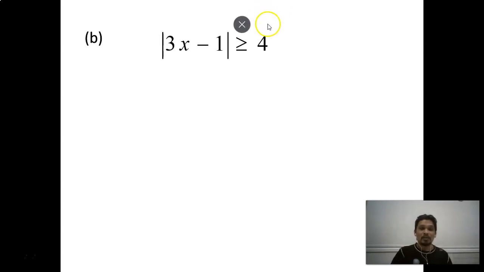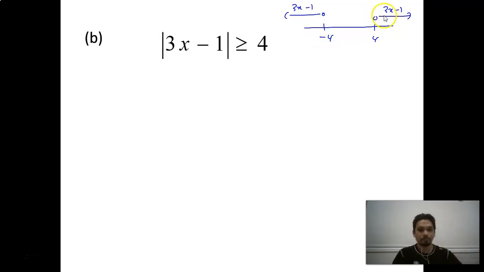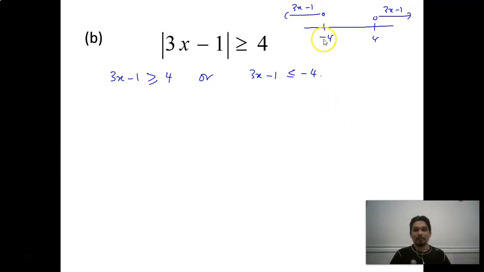Okay, now it is greater than or equal. So greater than or equal, we got negative 4 and 4. So then 3x minus 1 less than negative 4, and 3x minus 1 greater than 4. Okay, so then the first one here, 3x minus 1 greater than or equal to 4, or 3x minus 1 less than or equal to negative 4.